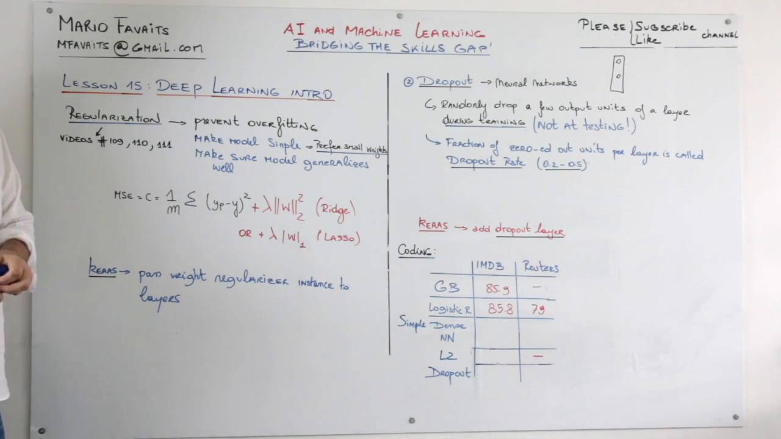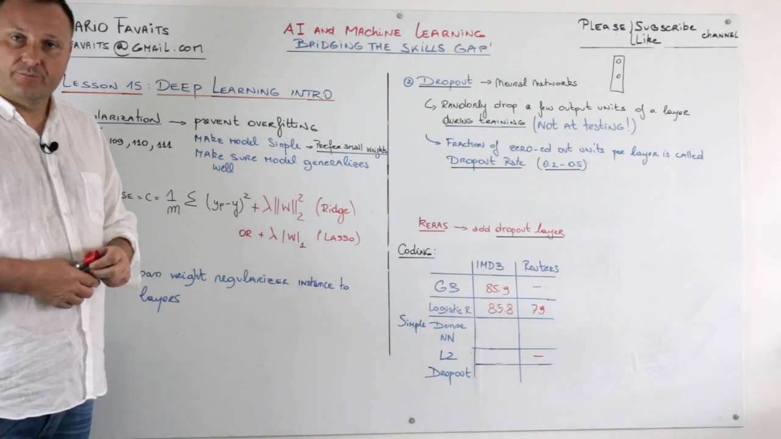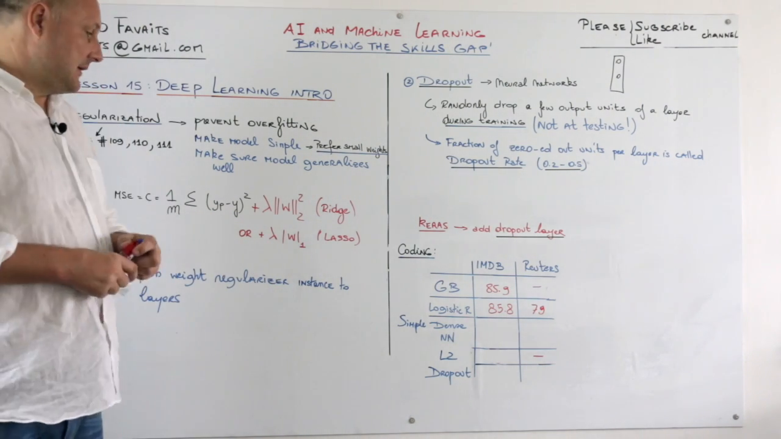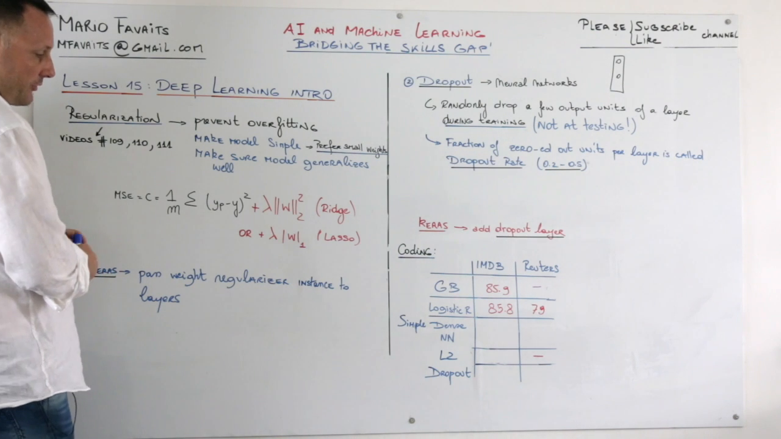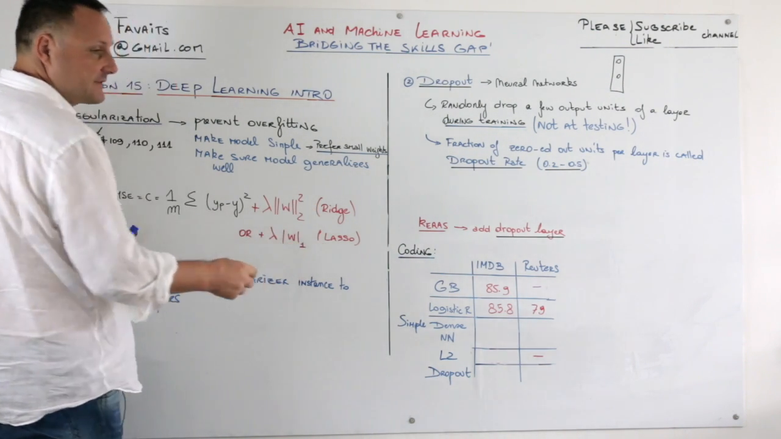You also have L1 regularization, where you take the L1 norm of the vector. This is what the 1 represents in the bottom right corner. This one we also call ridge, and this one we call lasso.